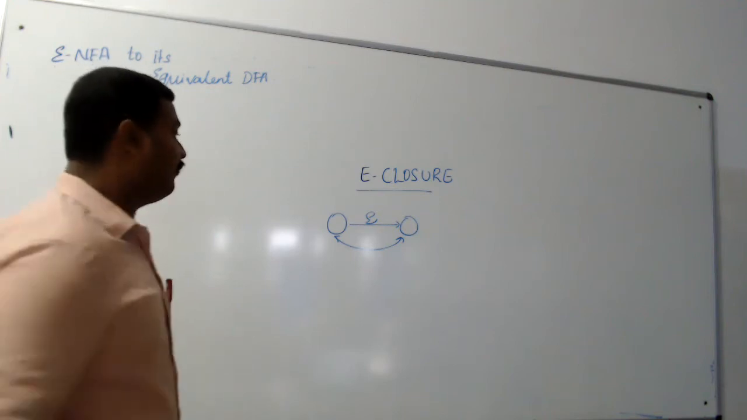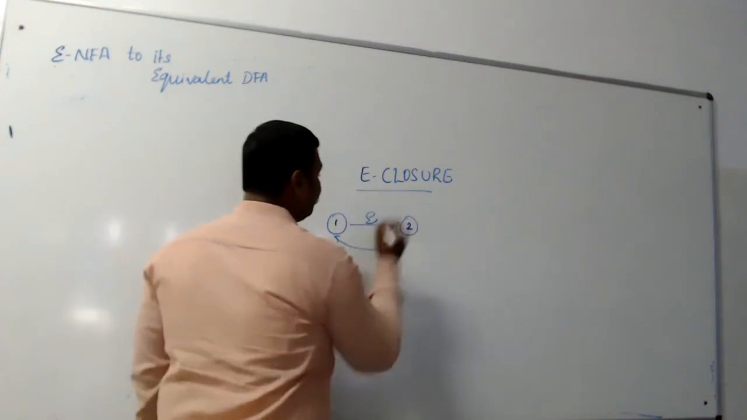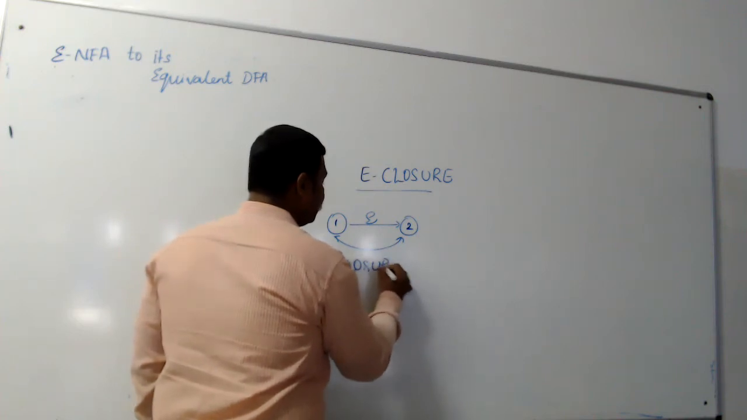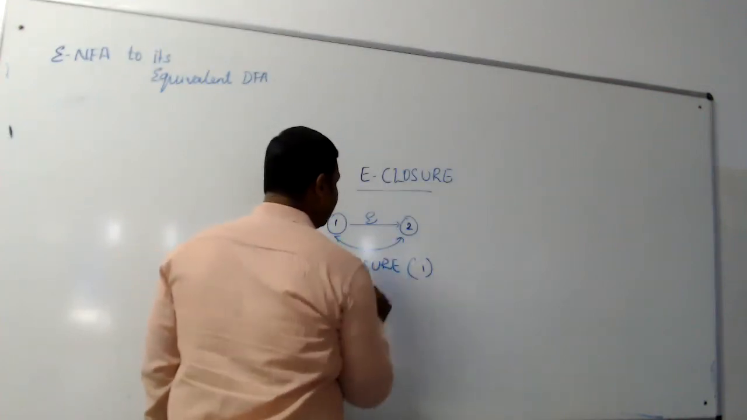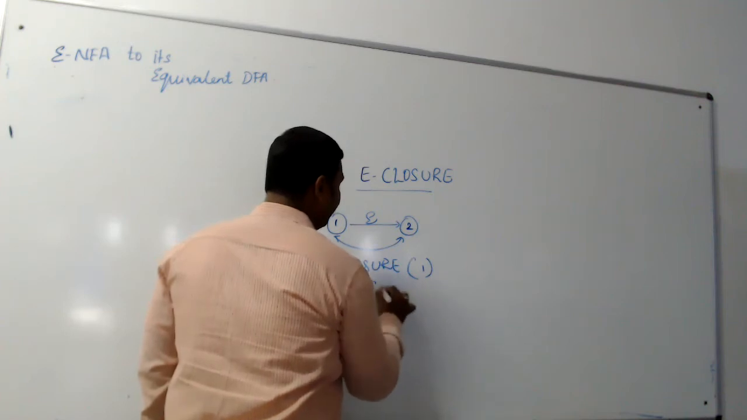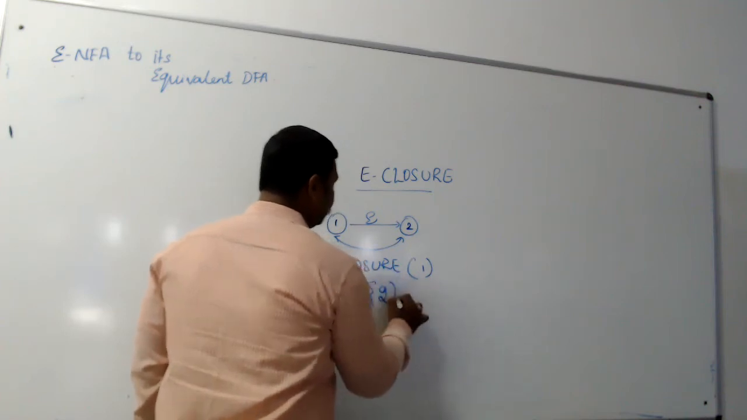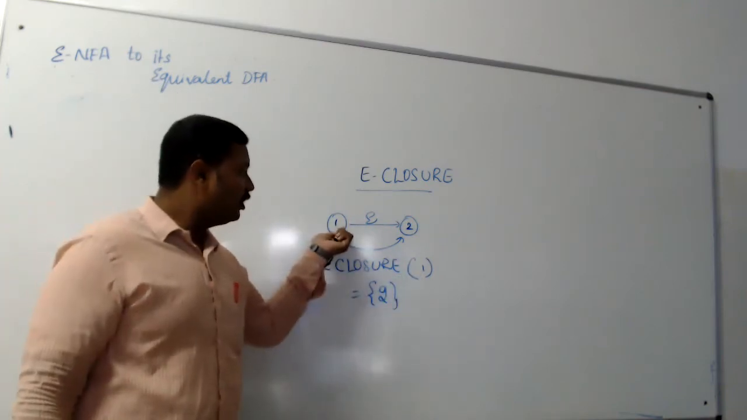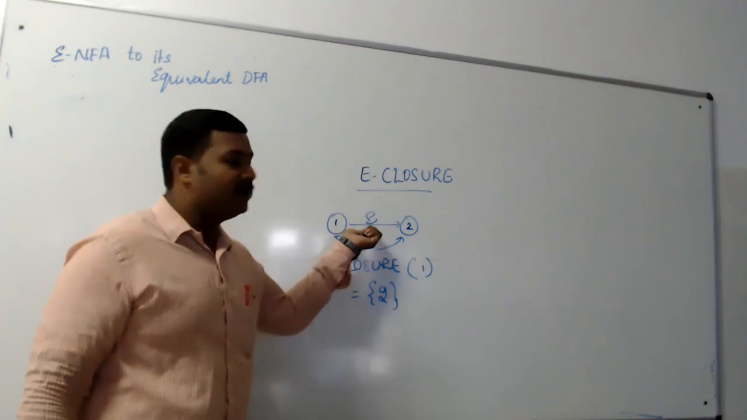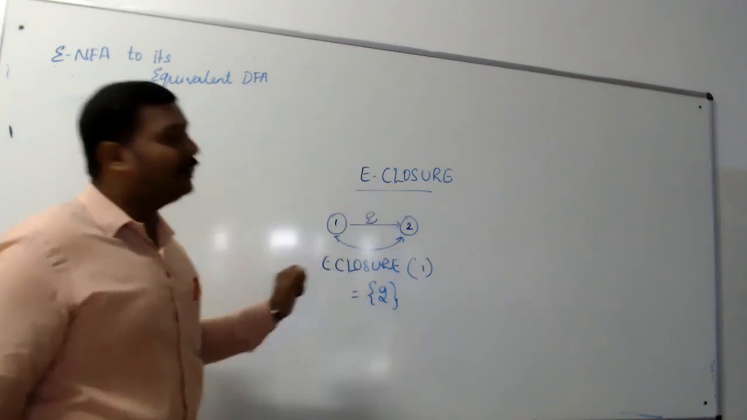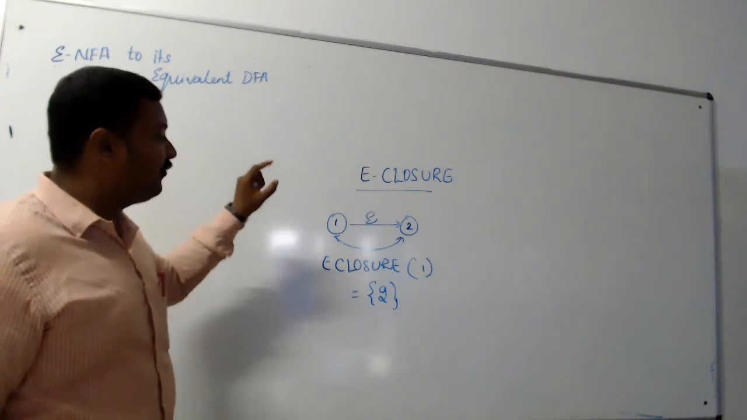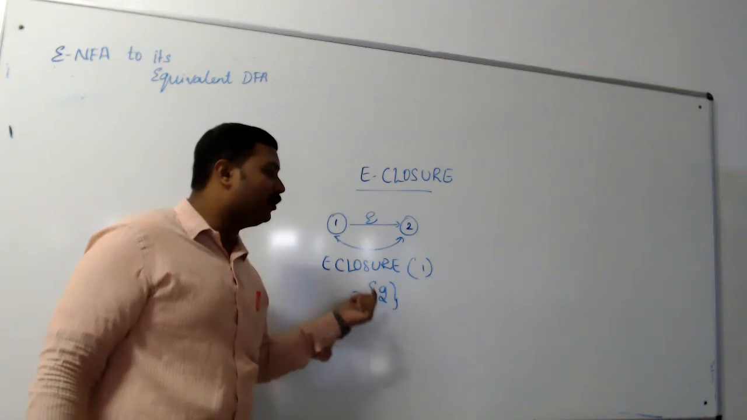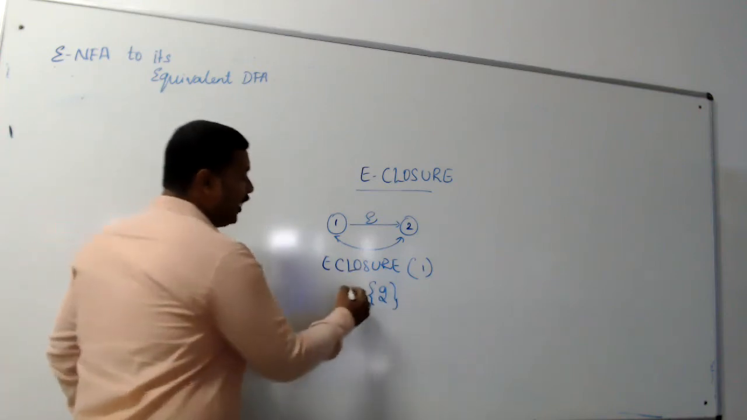So E-closure of, for example, I take 1, 2. E-closure of 1 is equal to state Q2, because state 1 has a transition to state 2 upon epsilon. That is called E-closure. So any state that transits from one state to another upon epsilon has the E-closure for that particular state.